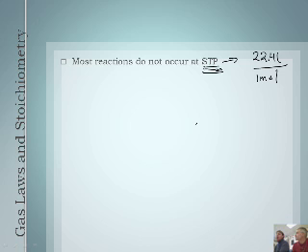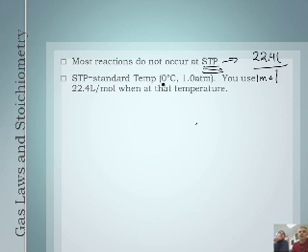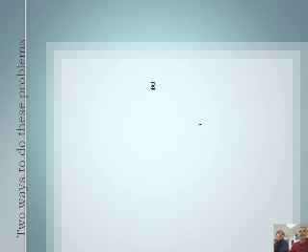If you live in Boston in the wintertime, you might be at STP. But we're never here at STP. Our pressure's too low. So we have a problem. Standard temperature and pressure, as you recall, is 0 Celsius, 1 atmosphere. You could use that 22.4, but only if you're at that temperature and that pressure, which is just not going to happen very often.